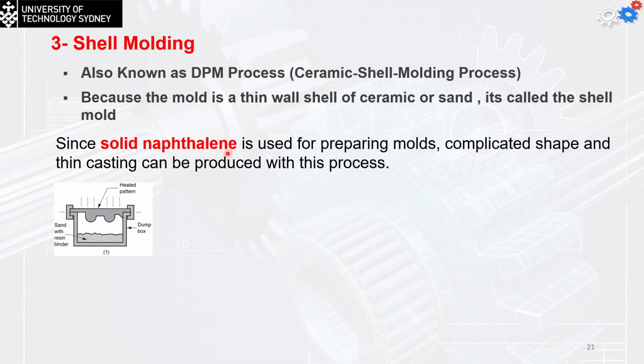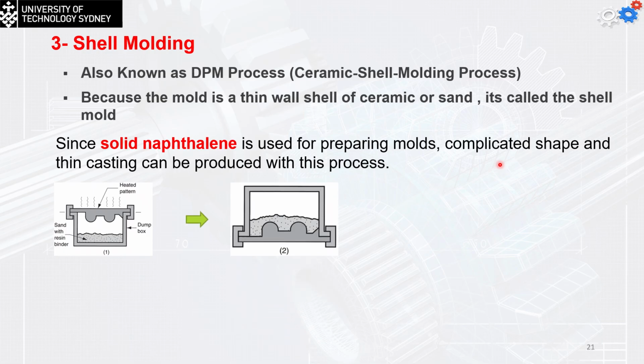Since solid naphthalene is going to be used for preparing the molds, complicated shapes and thin castings can be produced with this process. So once again, we're heating the pattern. This is a sand with resin binder in the dump box. We're going to flip the box. So the contact area between the hot pattern and the sand will simply begin to build up a thin layer of the shell.